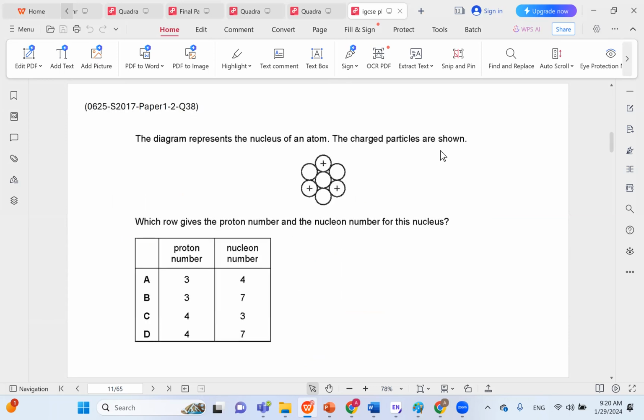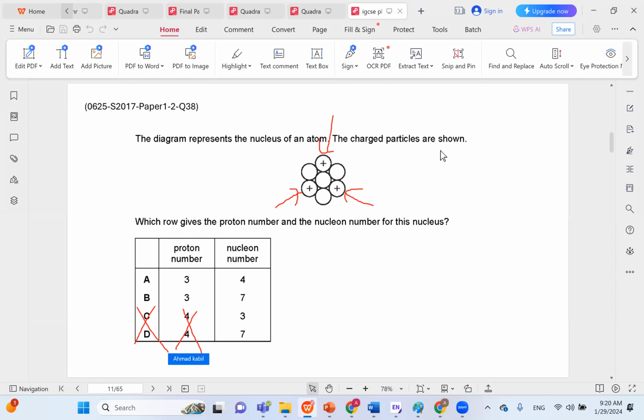The diagram represents the nucleus of an atom. The charged particles are shown. Which row gives the proton number and the nucleon number? The proton number is basically the number of protons. How many protons do we have? We have 1, 2, and 3. So we have 3 protons. So we'll eliminate C and D.